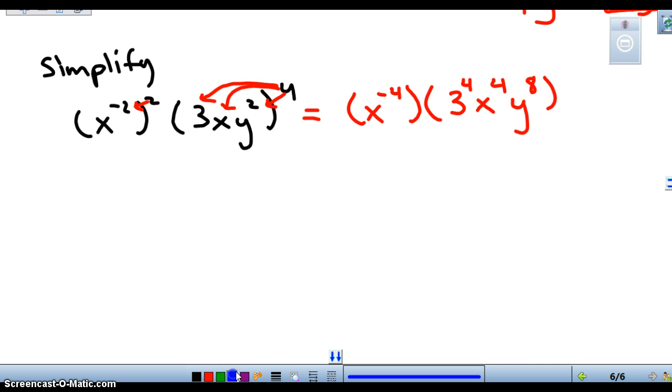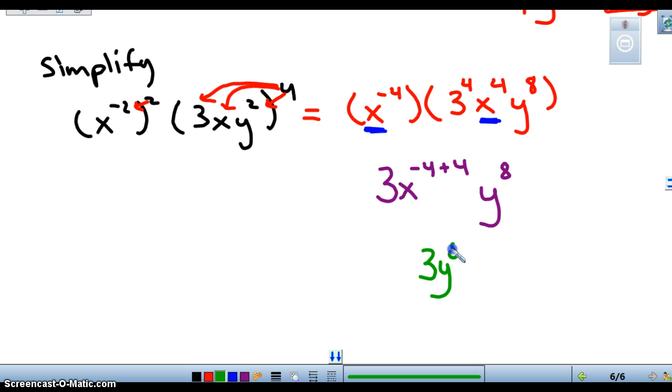Do we have any common bases? We do, right? So we could say negative 4 plus 4 equals what? 0. So when we simplify this, we would have 3y to the 8th. So what did I forget here? This exponent, right? This is the exponent I forgot. So is this my final answer?